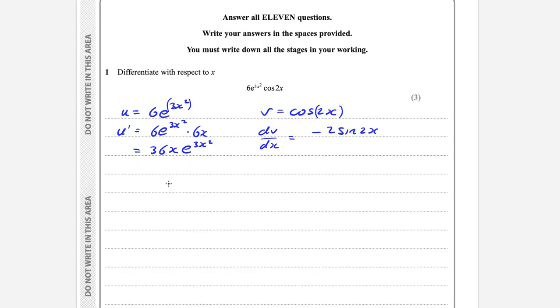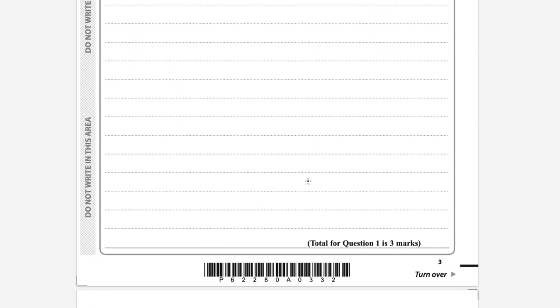Okay, therefore, dy dx is u v dash plus v u dash. So I'll just do this times this first, which will give me negative 12 e to the 3x squared times sine 2x, plus this times this, which is 36x e to the 3x squared times cos 2x. Okay, that is question 1.